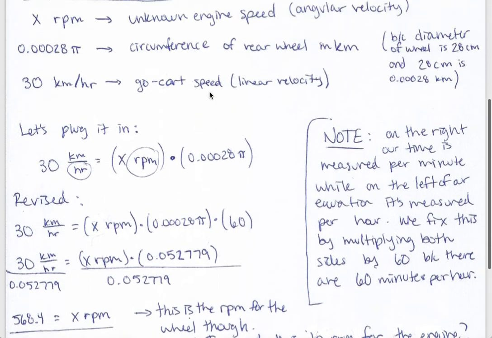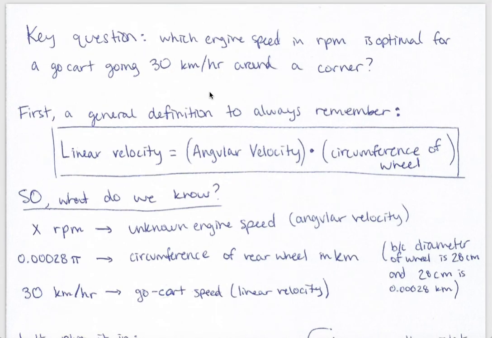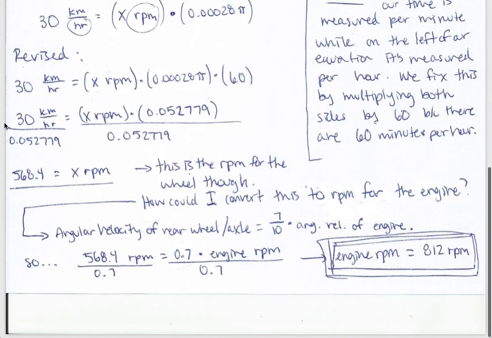What are we trying to find again? Our big question: which engine speed in RPMs? So we found the RPMs for the rear wheel, which corresponds to the RPMs of the rear axle, but that didn't give us the RPMs of the engine. So this number is right in the sense that it's the RPMs, but for the wheel. So how could I convert this to RPMs for the engine? Well, remember that relationship we talked about at the beginning. The angular velocity of our rear wheel or axle is going to be 7/10 the angular velocity of my engine.